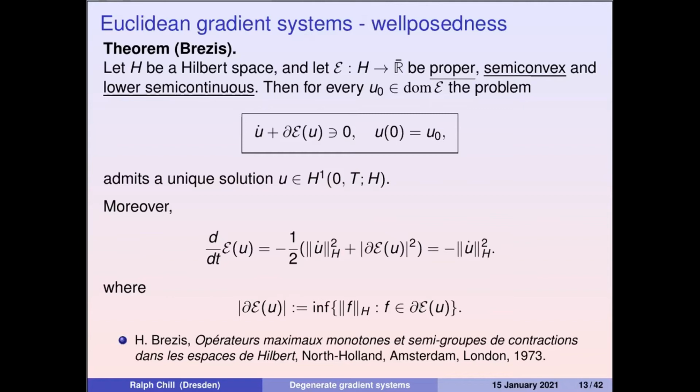You can find this result already in the book by Brezis from 73, and maybe you know this book and this theory, I don't know. But it belongs to the French school, and besides the books by Jacques Lions, I think this is one of the important first results in this type of evolution equations.